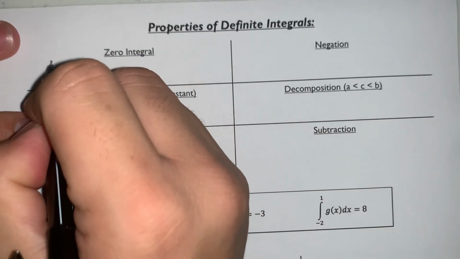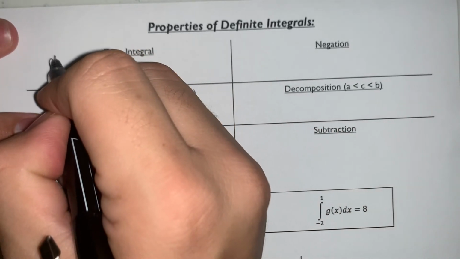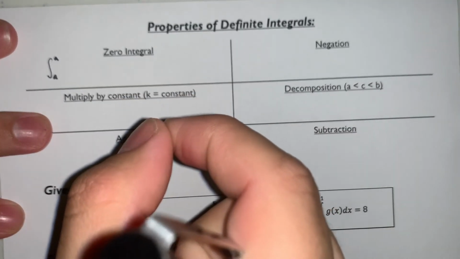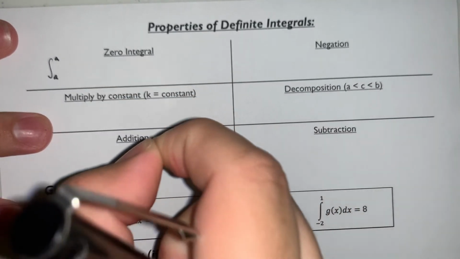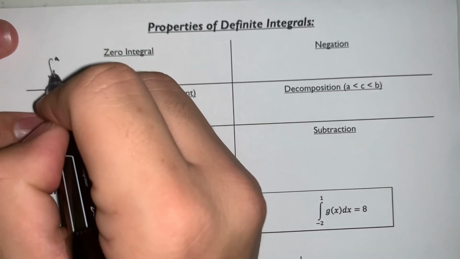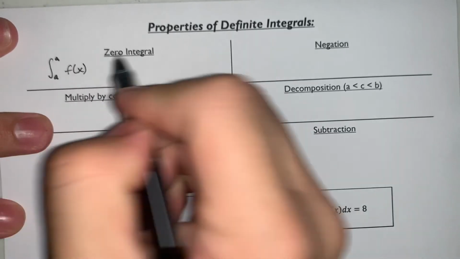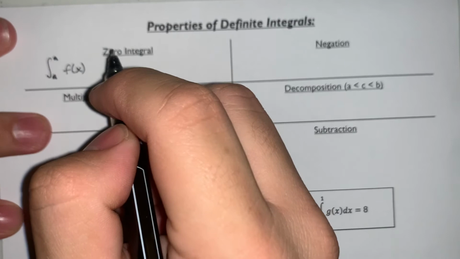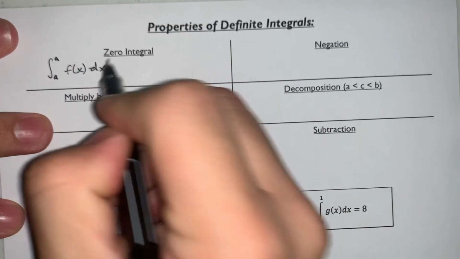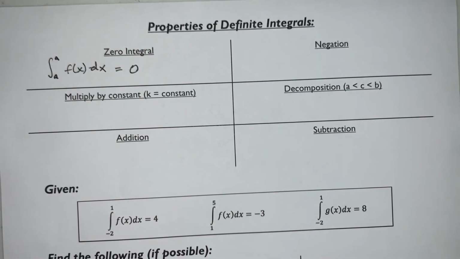So the first property of integration that we're going to talk about is the zero integral. Essentially, this is telling you that if you're integrating from a bound a, and you're also integrating to that same bound, that's like calculating the area of a rectangle with a width of 0. So if they ever ask you to integrate from one bound to the same bound, where the lower and upper limits of the integral are the same, then the integral is just equal to 0. Very straightforward.